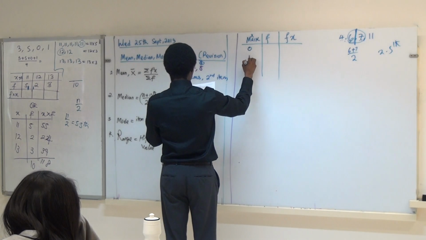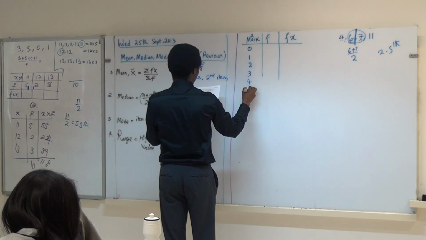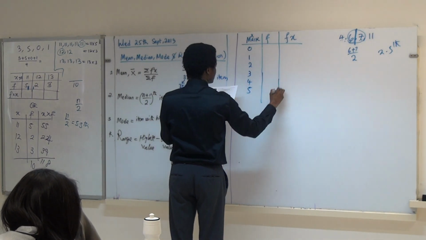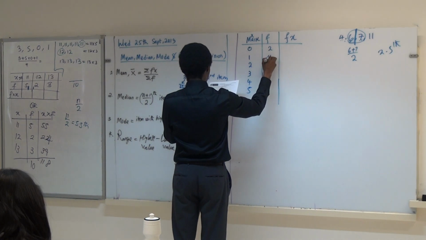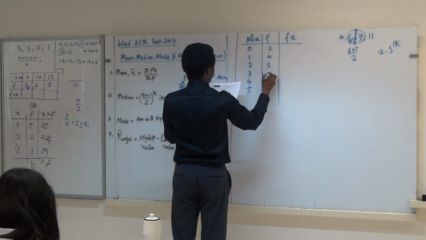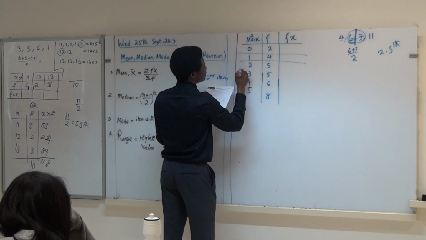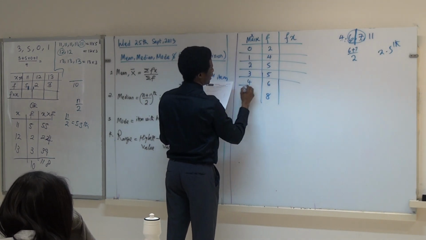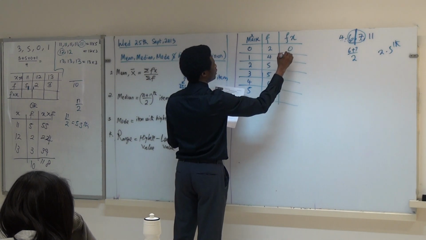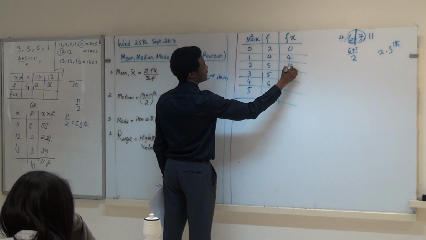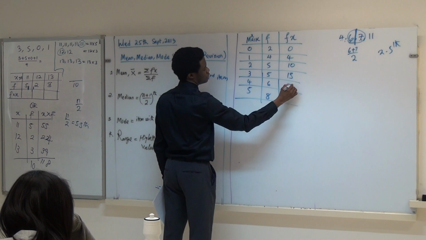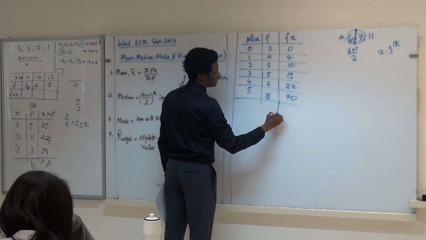So you have 0, 1, 2, 3, 4, 5. And frequencies are 2, 4, 5, 5, 6, 8. Now let's do the fx together. What is the first fx? 0. Second fx? 4. So you have 0, 4, yes? 10, 15, 24, 40. So can somebody find the summation?